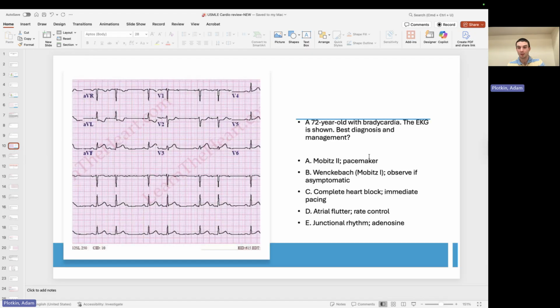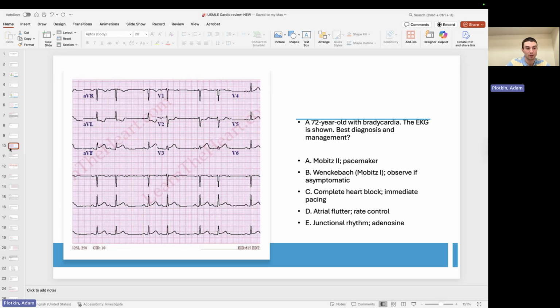Let's keep it moving. All right, we have a 72-year-old with bradycardia. The EKG is shown. What's the best diagnosis and management? Pause your screen, consider the underlying rhythm, and then what you want to do for this patient.